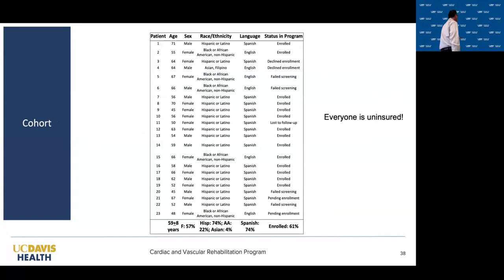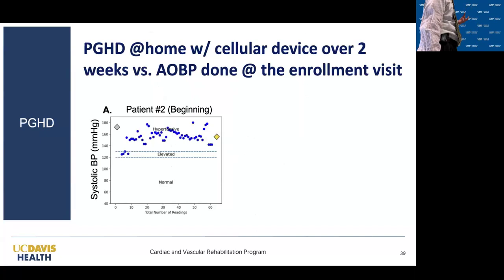These are our 23 patients. So the average age is 59. It's 57% women. We have 74% Latino Hispanics, 22% African American patients, and 4% Asian background patients. And then 74% of them speak Spanish, and 61% of them have finished the enrollment process. So they're in, we're managing their blood pressure essentially at this point.